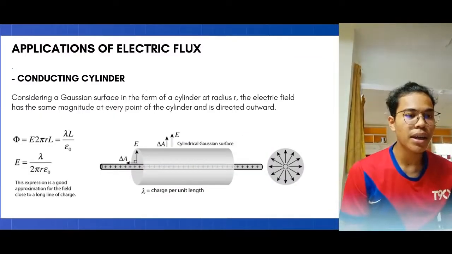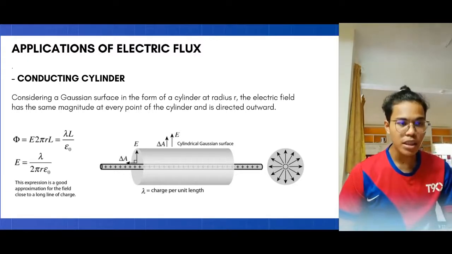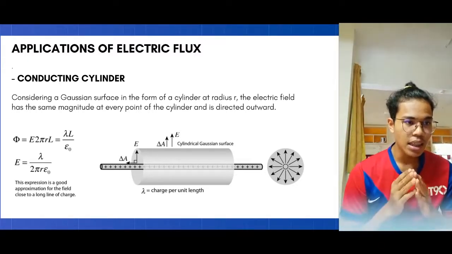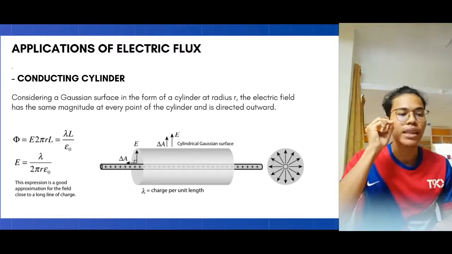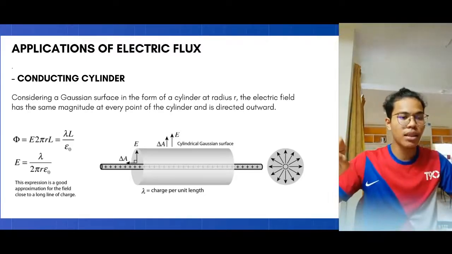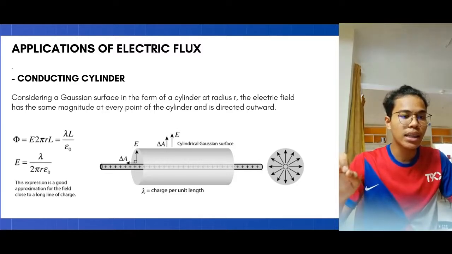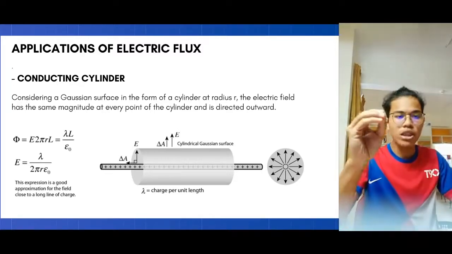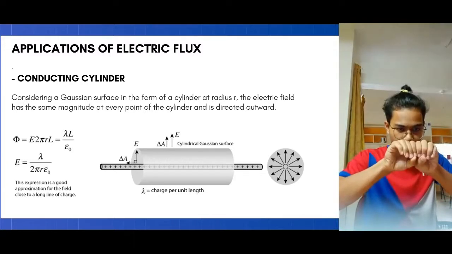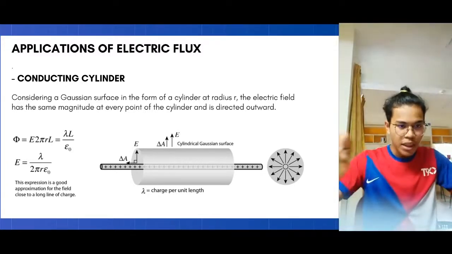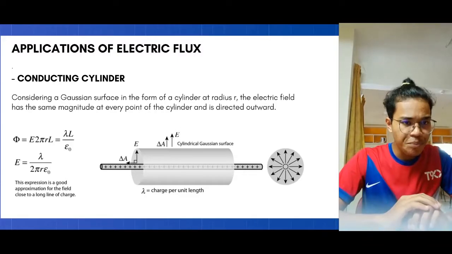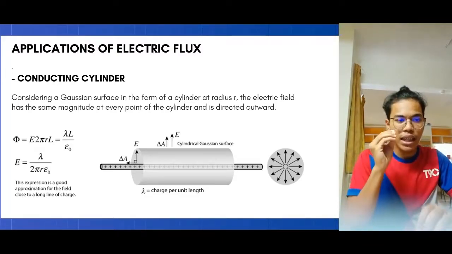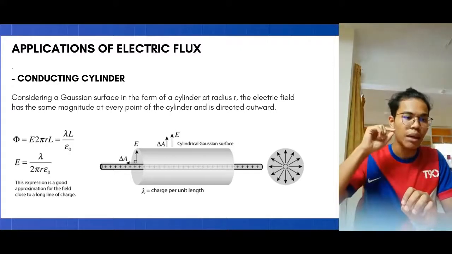Alright, my second part is the application. We have the conducting cylinder. The electric field of an infinite cylindrical conductor with a consistent linear charge density can be obtained by using Gauss's law. How do we achieve that? Regarding a Gaussian surface, it is a cylinder-shaped surface around the cylindrical conductor, where we must have a radius small r greater than capital R.